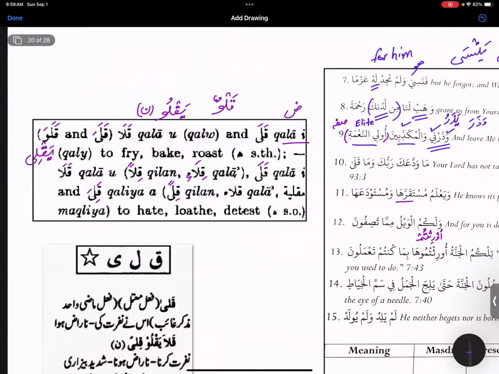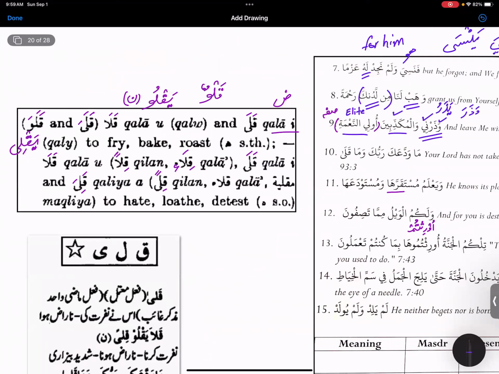Okay, ma wadda'aka rabbuka wa ma qala. So now I put over here this qala. The root letters of qala are qaf lam waw, or qaf lam ya, or qala with alif. So these are the three ways to write it down. And then it says qala. What is that? Karuma family. Who are Karuma? Even Nasara. Yes, so this is madi, huma. Qala yaqlu, but this is naqis nasara, that would fall into naqis because of the last letter.